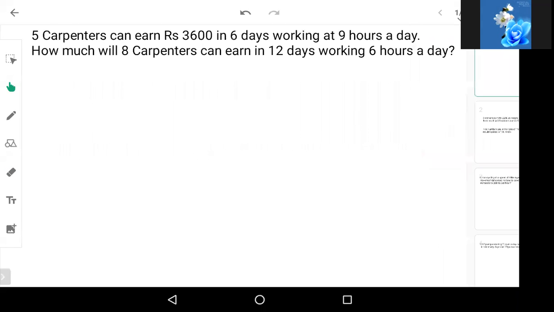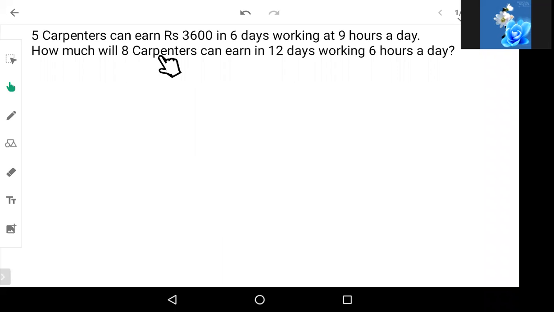Five carpenters are going to earn 3,600 rupees. And how many days are they working? They're working for 6 days, and every day they're working for 9 hours. Then they're asking us how much will eight carpenters earn in 12 days working for 6 hours a day.